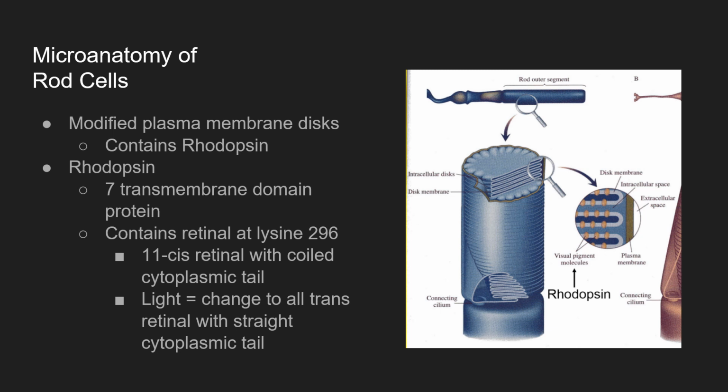So now, diving into the microanatomy of those rod cells. In these rod cells, you're going to have a modified plasma membrane disc. And in that, a protein called rhodopsin is found. And rhodopsin is just a 7 transmembrane domain protein. And at a specific amino acid, lysine 296, you're going to have a retinol. And so whenever that retinol absorbs light, there's going to be a conformational change, which then changes the rhodopsin protein. And so that's how we go from the cis coiled tail to the trans straight tail with the presence of light.